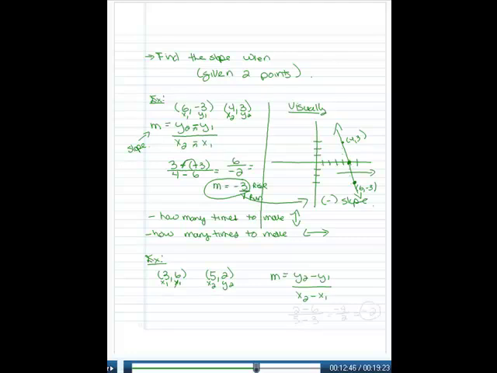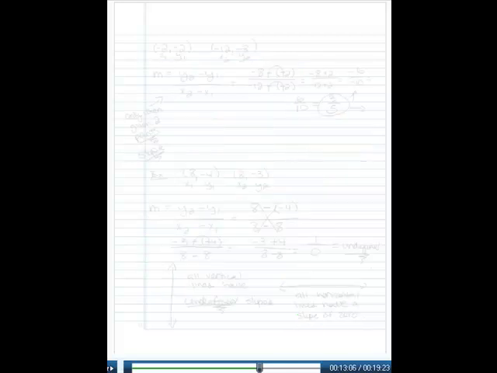y2 is 2, minus sign is in the formula, y1 is 6, divided by x2 is 5, minus sign is in the formula, x1 is 3. Then we just simplify. 2 minus 6 is negative 4. 5 minus 3 is a positive 2. I get a slope of negative 2. Let's do a couple more.